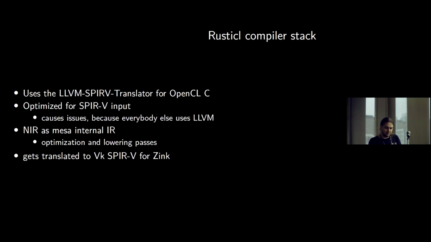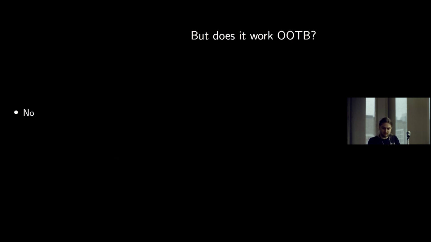We have our own internal IR, which is called NIR, and it's used for common optimization paths, and some drivers are also using it for driver specific or GPU specific optimization and lowering. And for running on top of Vulkan through Zink, the NIR gets translated to the Vulkan flavor of SPIRV. So everything is handled internally.